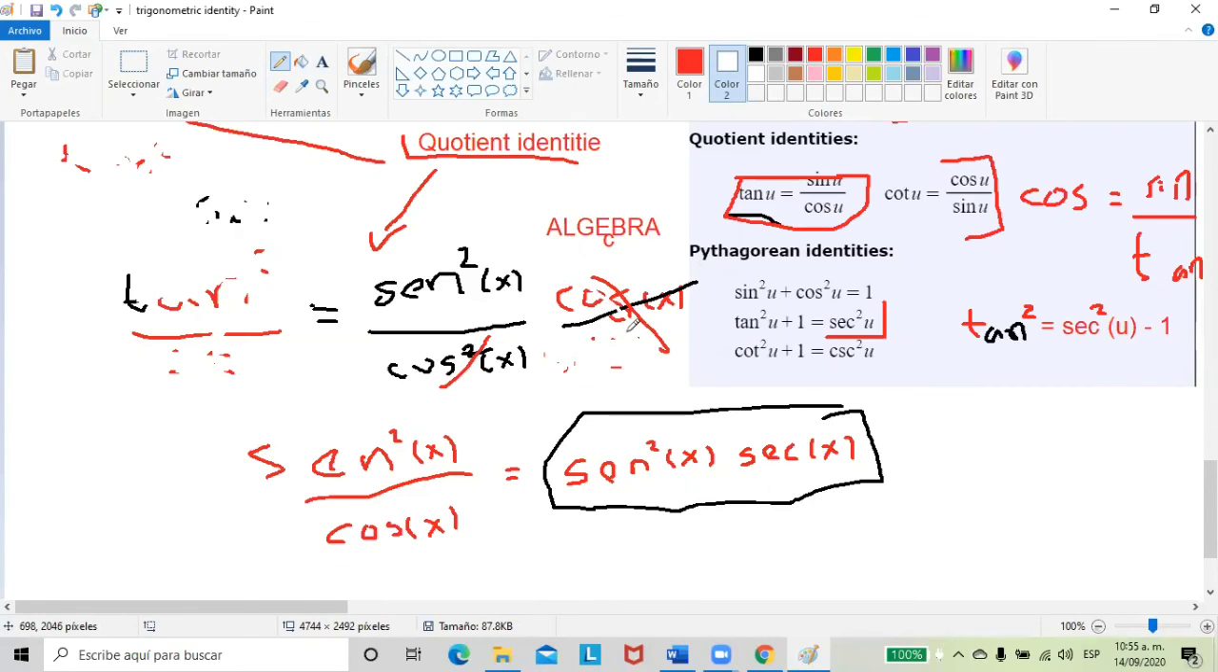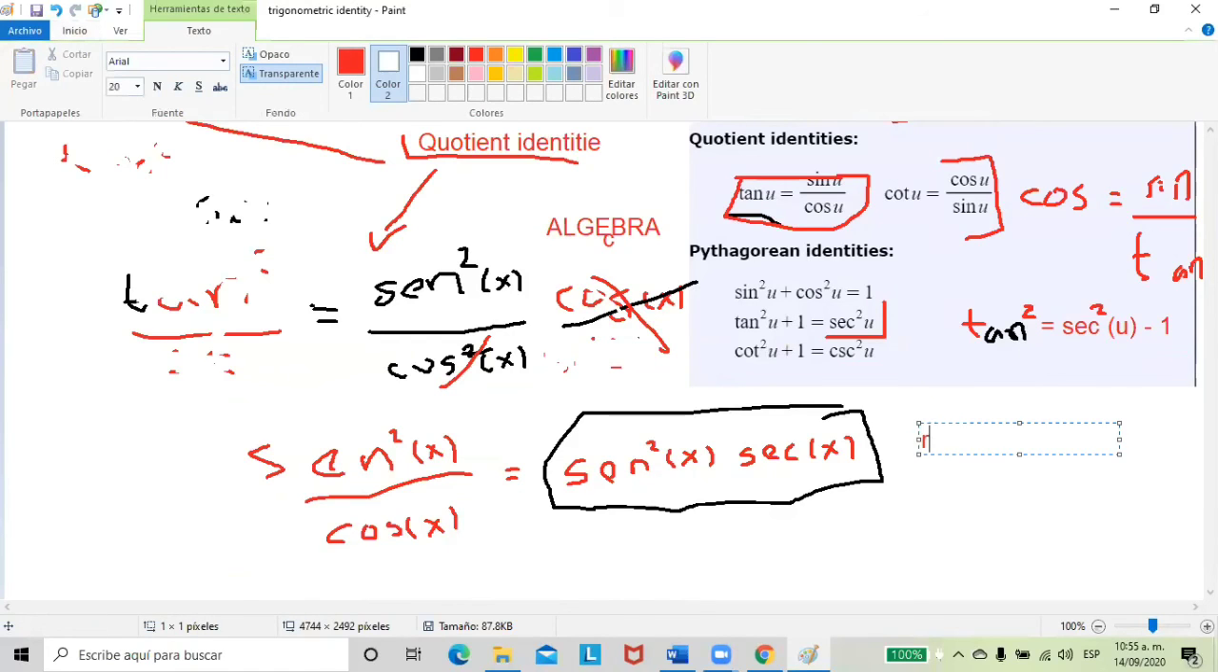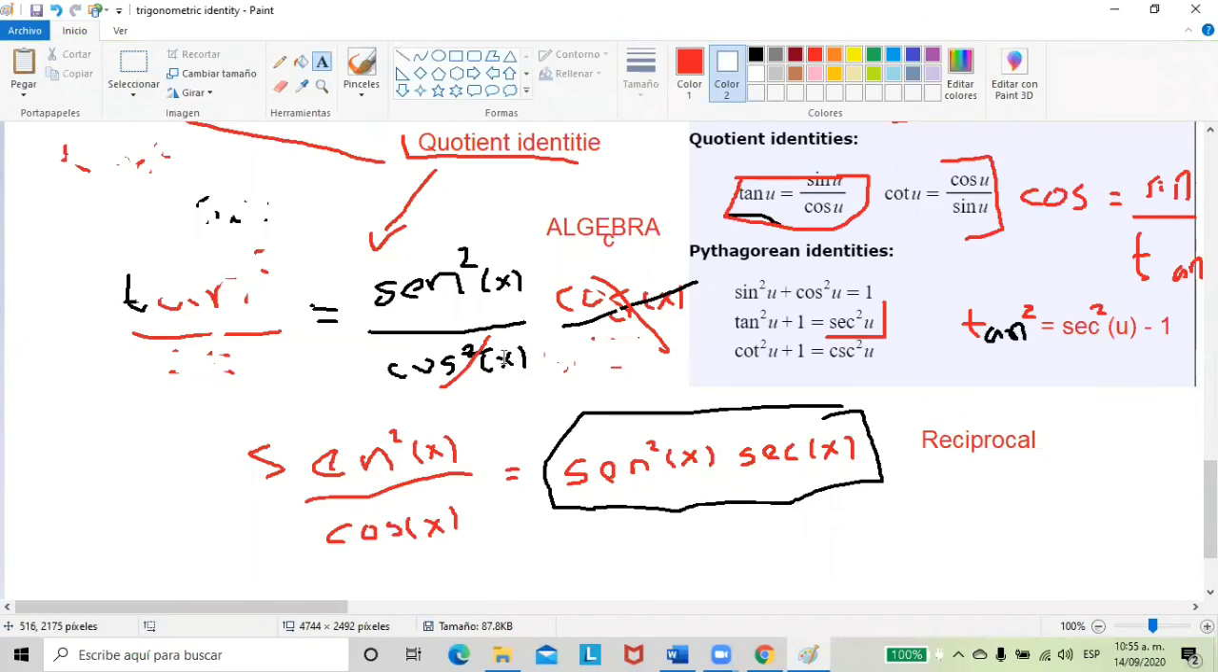And for the last one, this is the reciprocal. Está bueno. This the last one. ¿Quién se desconectó? Ok, esta es la recíproca.